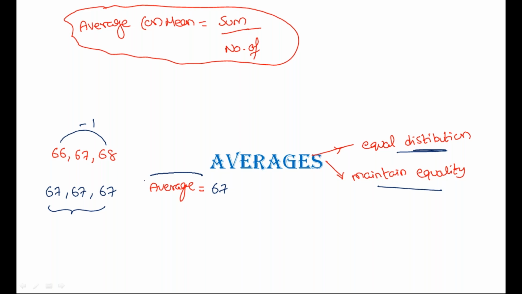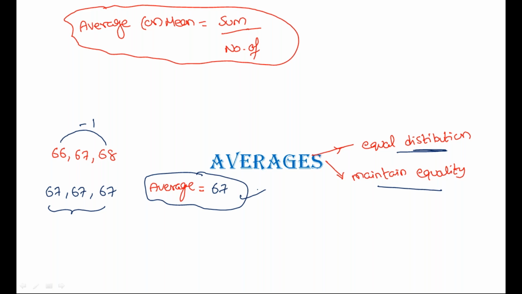When all are equal, the average is the same. Suppose in a class we have 10 students, and all members' ages are 20, 20, 20. Then the average is 20. If they are not equal, then the average comes into the picture to maintain equality, or to perform equal distribution. So we always require equal distribution.